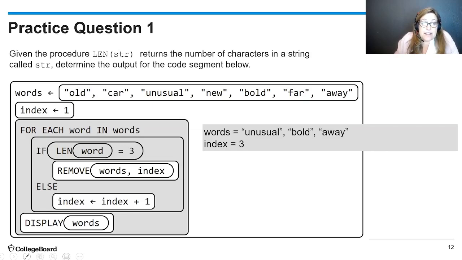Away does not have a length of 3, so my index is going to actually change, but it doesn't matter because I have no words to look at. So everything's been observed, every element's been inspected, and what is left in my list is unusual, bold, and away.